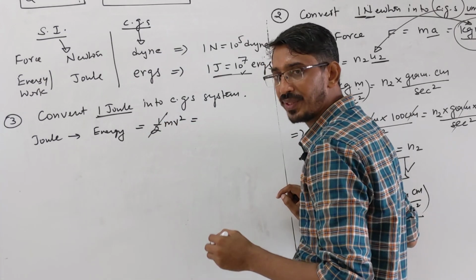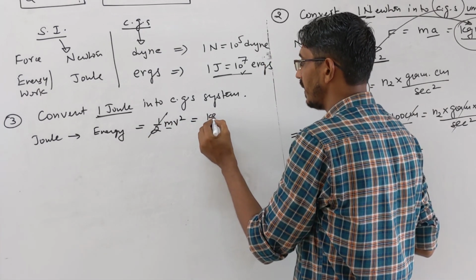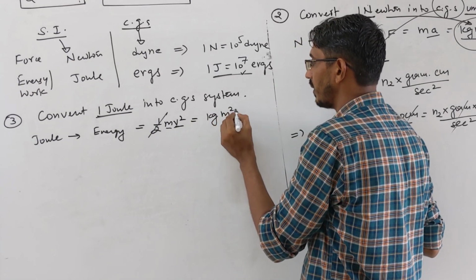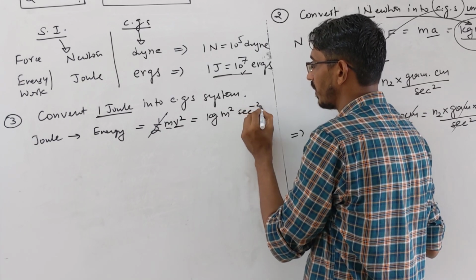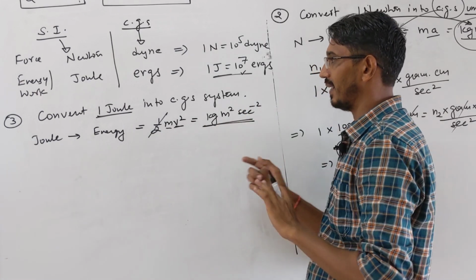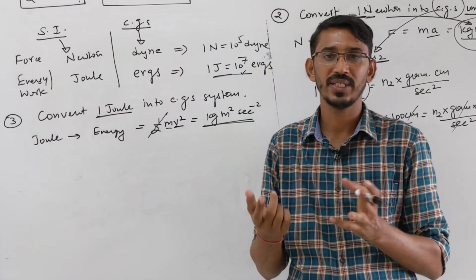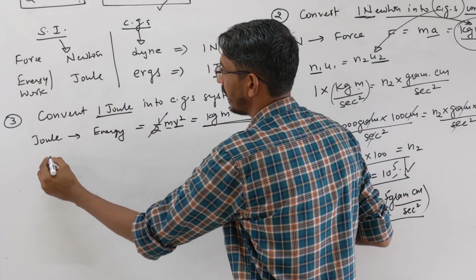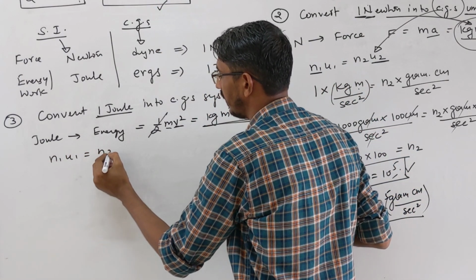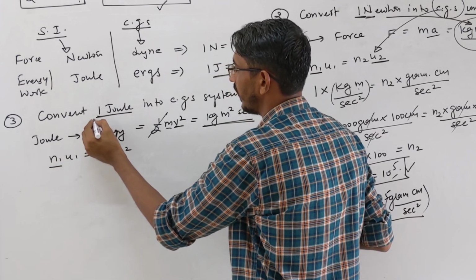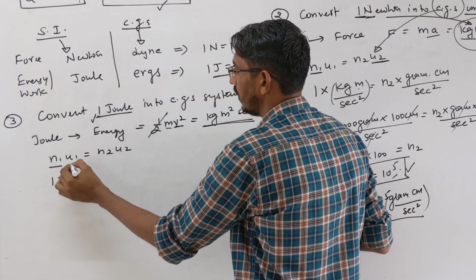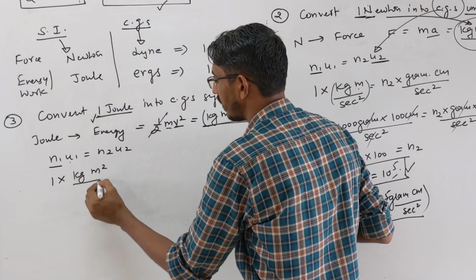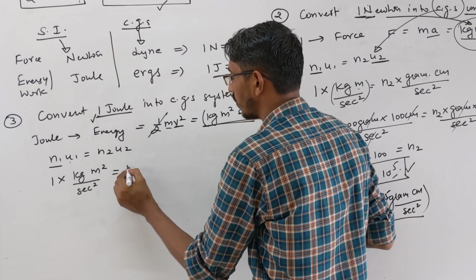This half is a constant, has no unit. Mass is kg, velocity means meter per second, and square is there, so meter square per second square. This is the derived unit in terms of fundamentals. Now we have to use the same rule to answer this question. Let's write N1 U1 is equal to N2 U2. N1 means 1 joule, so 1 joule unit means what we wrote here, kg meter square by second square is equal to N2 we have to find.